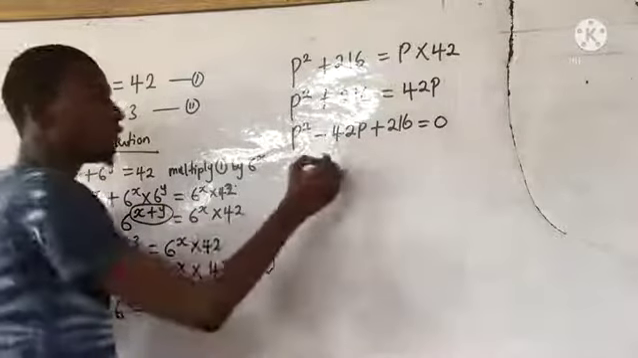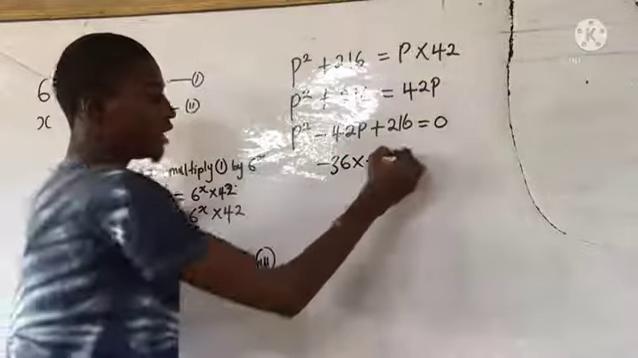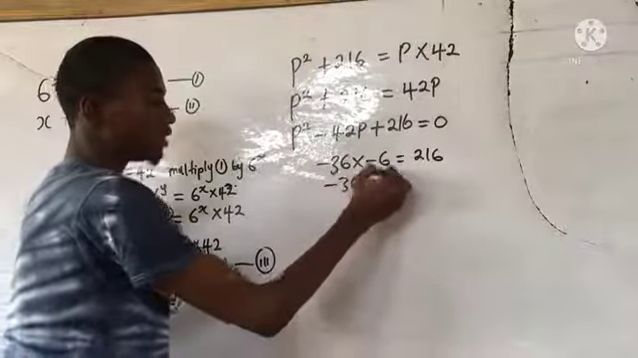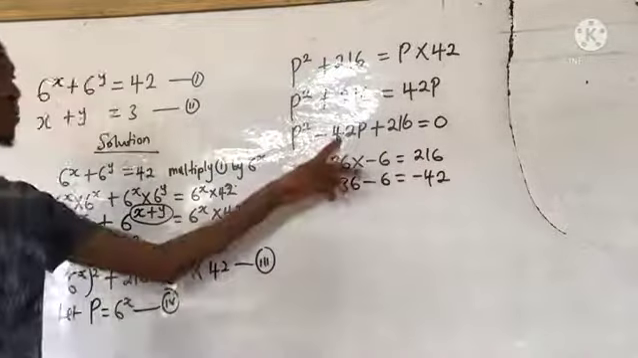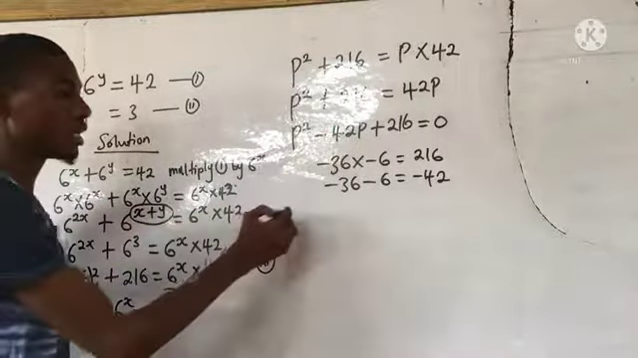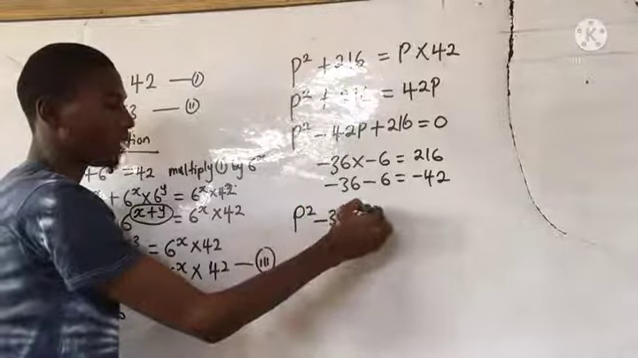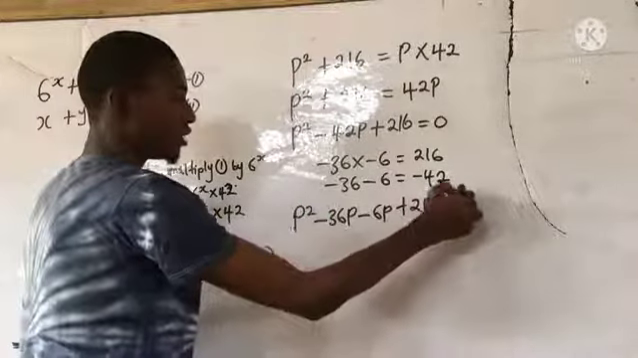Now you can make use of minus 36 multiplied by minus 6, and this will give us 216, and minus 36 minus 6 will give us what? Minus 42. So I can just represent my 42p to be in terms of p squared minus 36p minus 6p plus 216 is equals to 0.